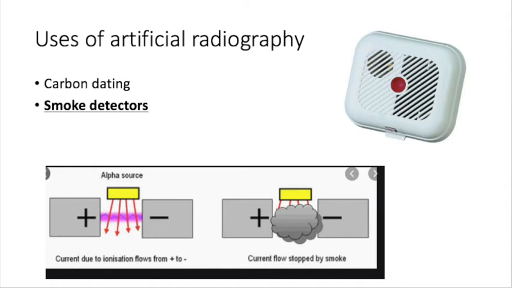But as soon as there's a fire, which kicks up a lot of smoke and small particles, they're going to block the flow of ions because the alpha can't penetrate through the smoke to ionize the air, so the current can no longer flow. And by detecting that break in the current, you can sound the alarm.